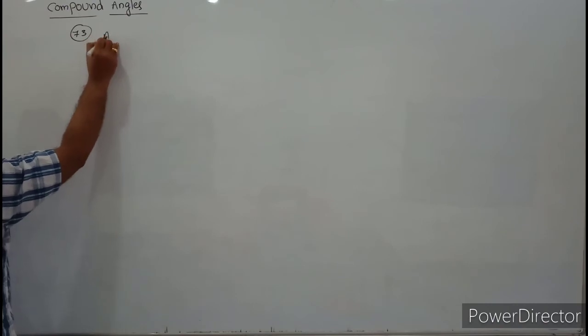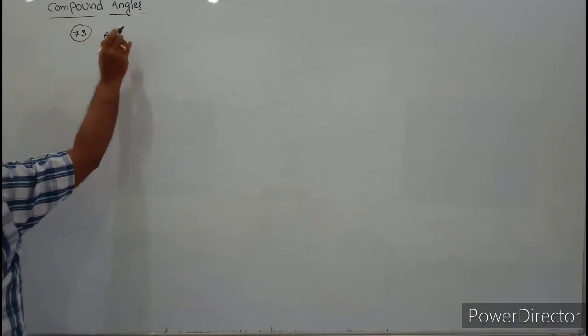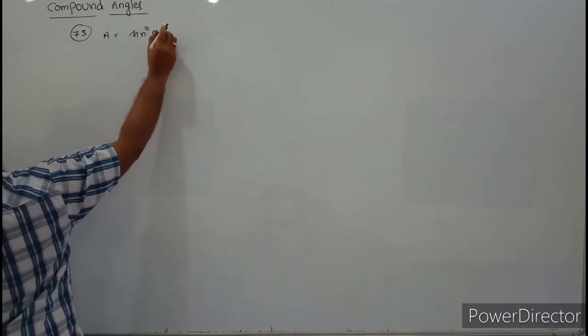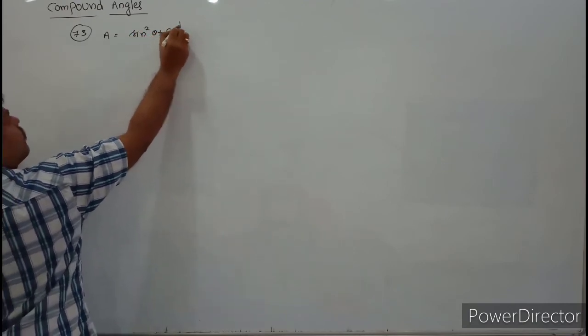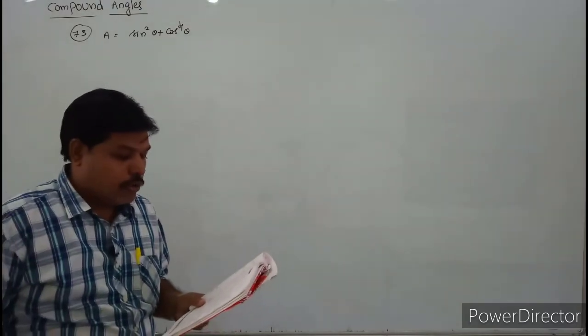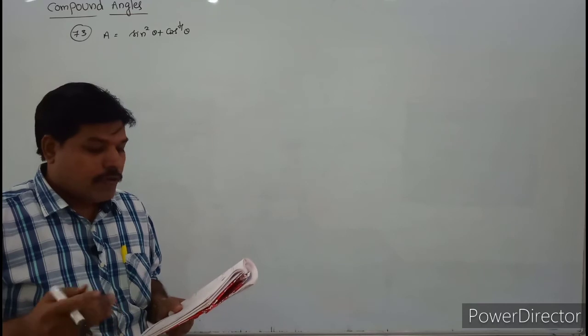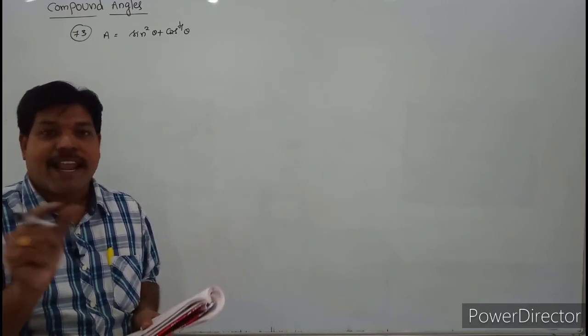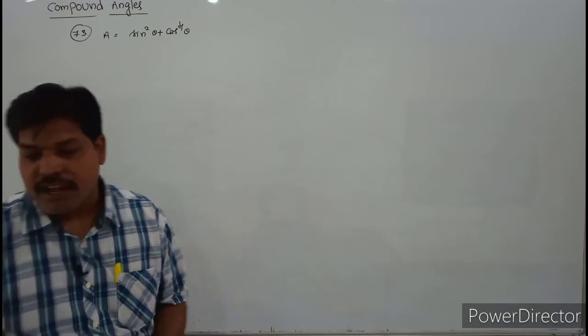A is equal to sin square theta plus cos power 4 theta. Then for all real values of theta, A lies in the interval.